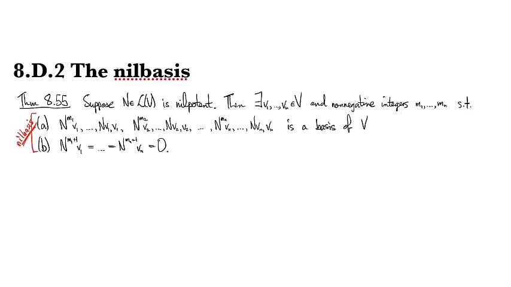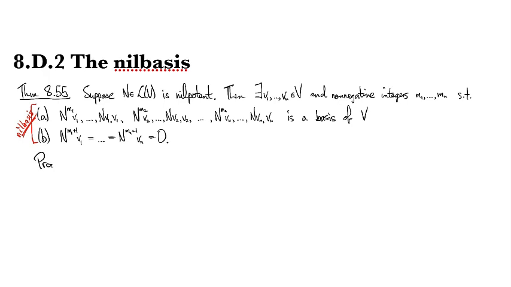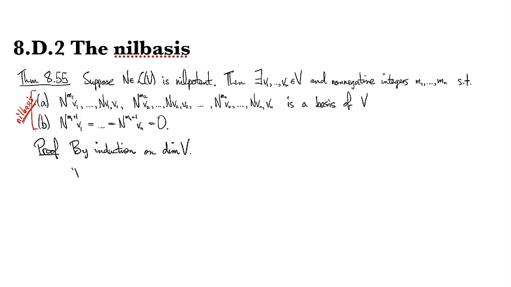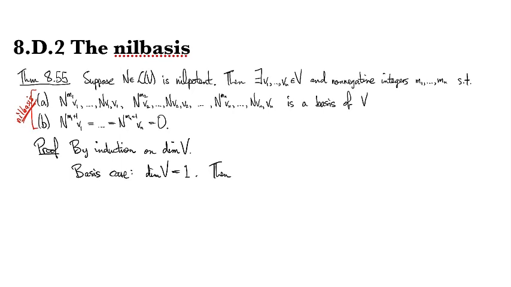And let's see. So for the proof, we've got a proof by induction on, oh, actually, let's not call it n. Let's just call it the dimension of v. All right. So for our base case, if we take the dimension of v equal to 1, then the only nilpotent that we have is 0.